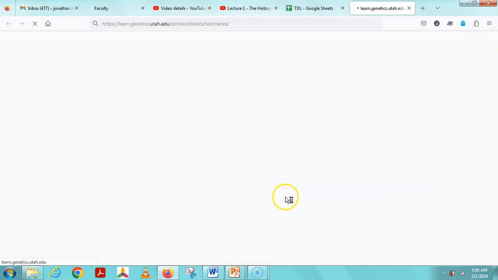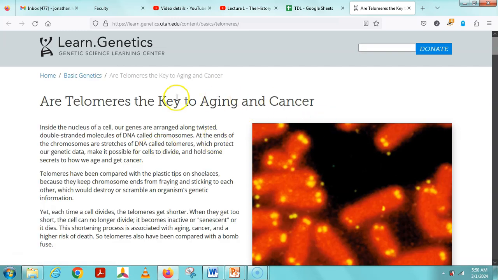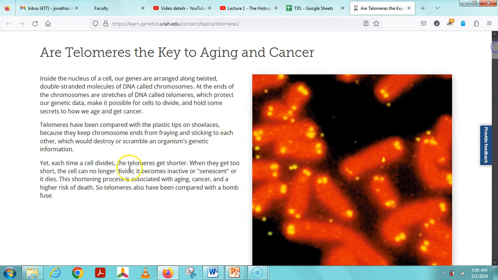See if it pulls it up. I'm going to have to exit out of this. So I'm investigating using this computer. Okay. Yeah. So this website, are telomeres the key to aging and cancer? And so, yeah, each time the telomere.